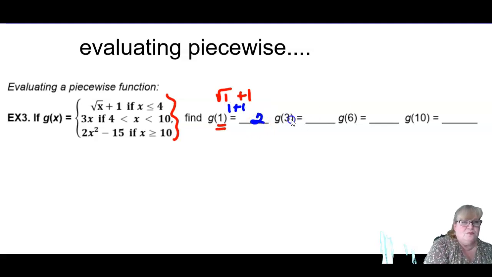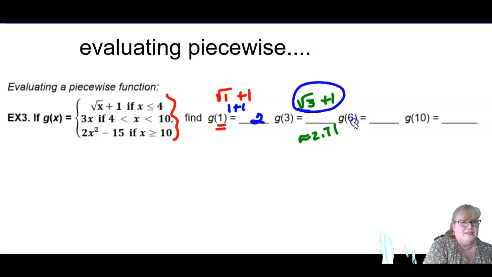The next one, you're to put a 3 in. Well, 3 is still less than or equal to 4, so we get square root of 3 plus 1, which doesn't simplify. I think if we did it on the calculator, we might get approximately 2.71. I can't remember, but anyway, you could approximate it, but it's just a decimal. You can leave it like this. All right, put a 6 in. Well, 6 falls between 4 and 6, so that goes into this rule, and we do 3 times 6 is 18.